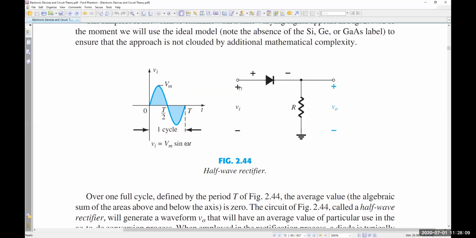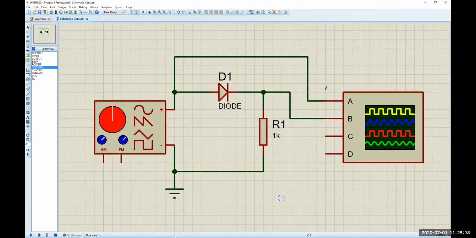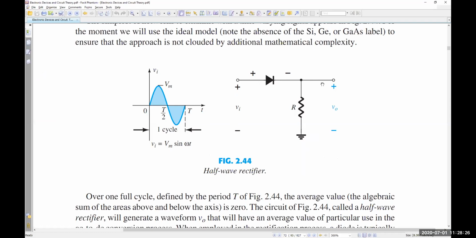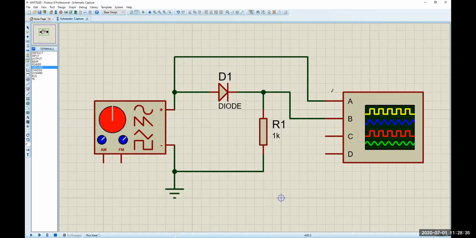Which one is your input? Before the diode, right? See, before the diode is your input. A is your input before the diode. Which one is your output? After the diode and before the resistance, right? That is your output. Can you see that? After the diode and before the resistance, that is your B. That means that is your output.